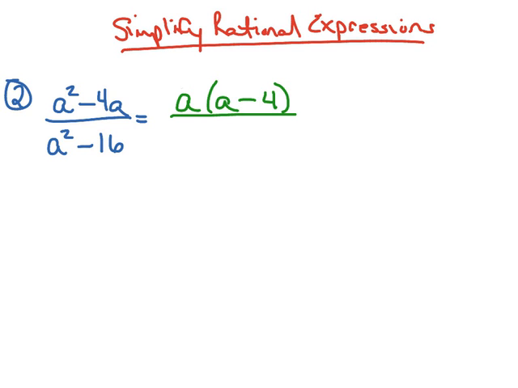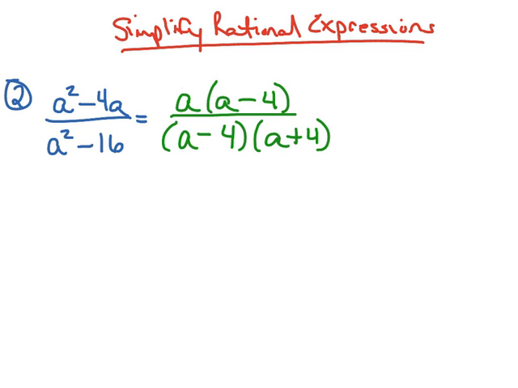Now I'm going to go to the denominator and factor it. A squared minus 16. To factor this, I'm going to have to use my difference of squares. The square root of a squared is a. The square root of 16 is 4. Therefore the two factors are a minus 4 and a plus 4. So these are the factors of a squared minus 16. Again, that's called the difference of squares.